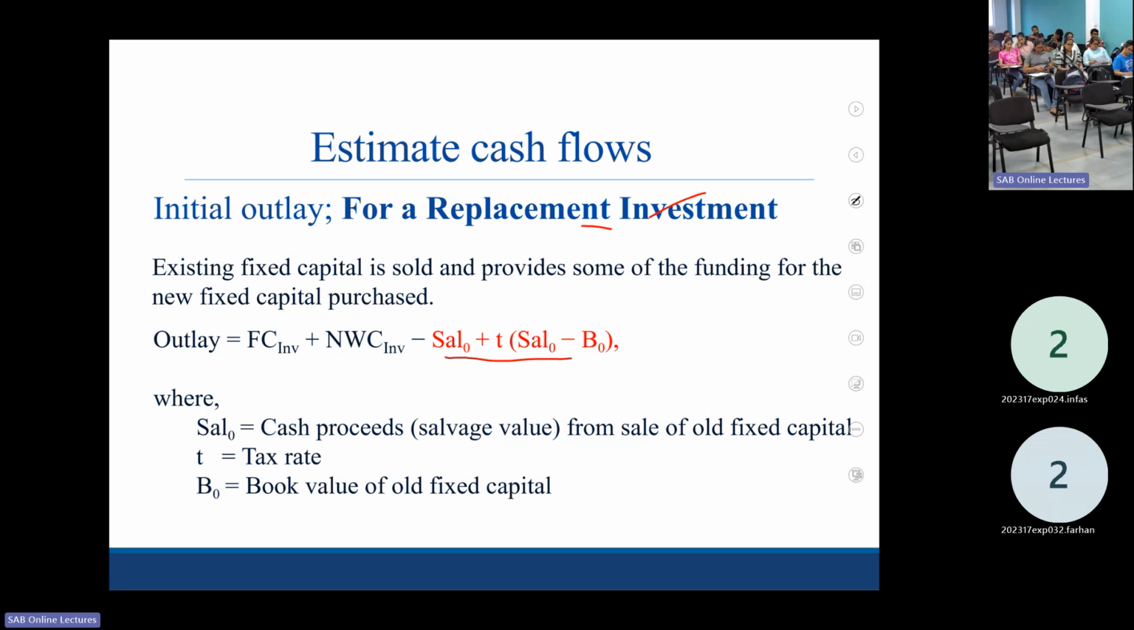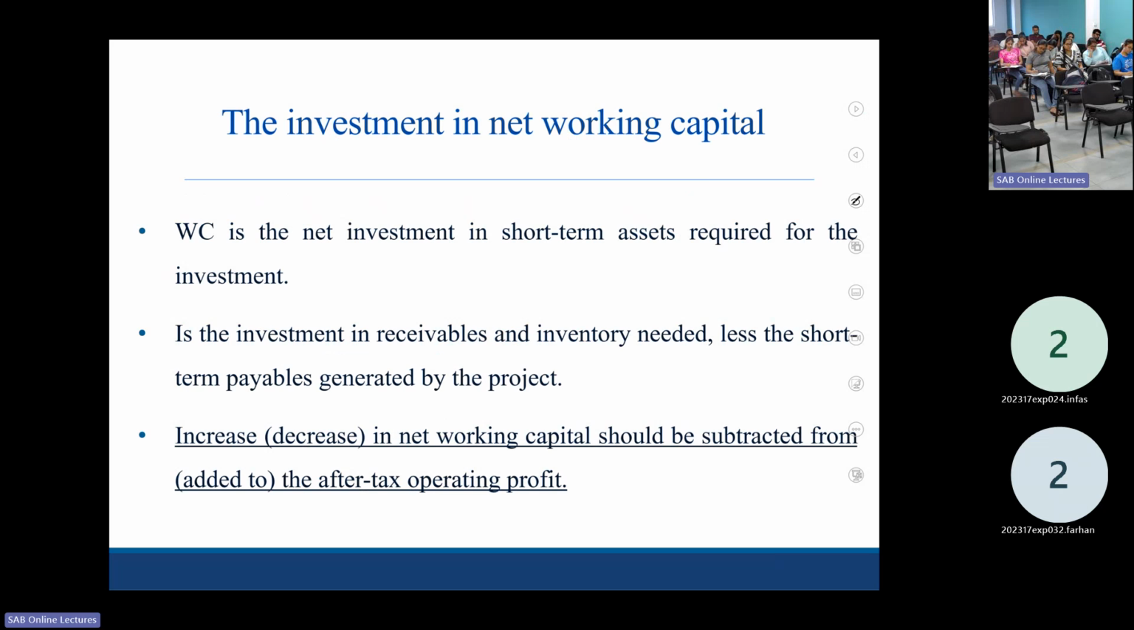Right? Salvage means the cash proceeds, salvage value from sale of all fixed capital, tax rate. B0 means the book value of all fixed capital. This is the initial year cash flow estimation for the existing, replacement, and the new machine, new project. I think that one is explained with this slide.